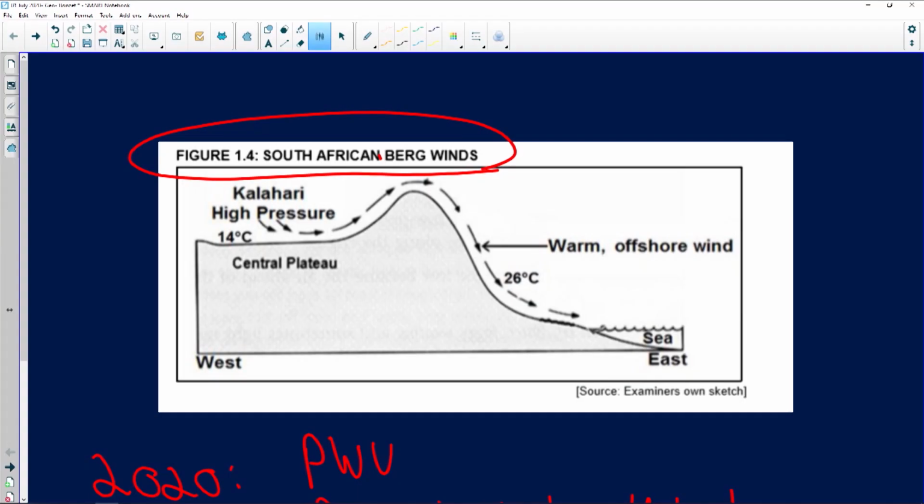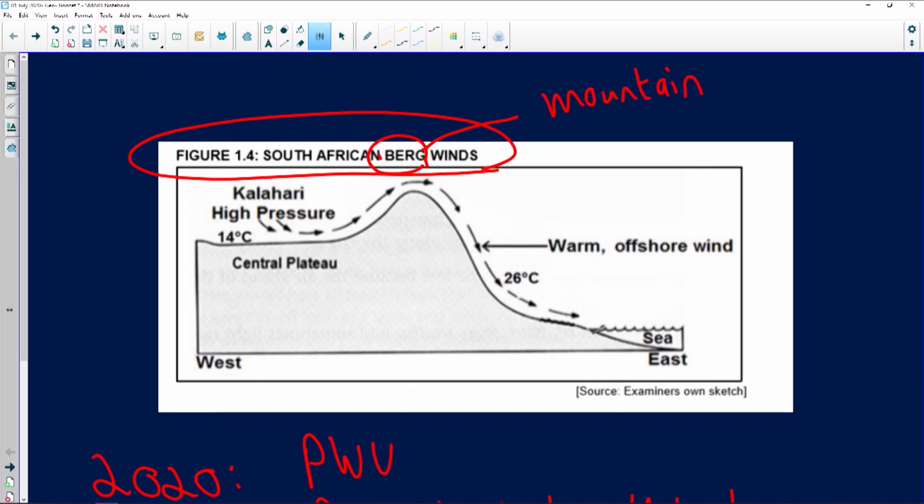Now, let's just go back to my diagram. Let's just quickly have a look at the name. Berg winds. Berg is the Afrikaans term for mountain. Okay. So basically, we can always call them mountain winds. But very interestingly, when we look at our figure 1.4, pay attention to the following. We have the Kalahari high pressure system present. Okay. Very important, grade 12s.